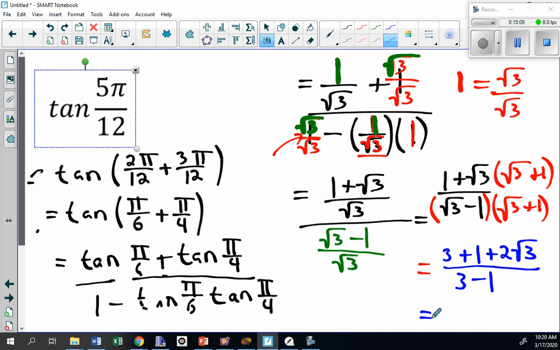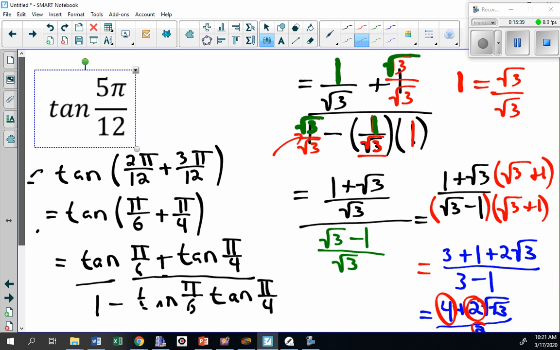Finally, our last step, 3 plus 1 is 4. We get plus 2 square root of 3. And then 3 minus 1 is 2. Now we're so close to being done. If you remember from 20-1, you can see that the 4, the 2, and the 2 all have a common factor of 2, so we can divide everything by 2.